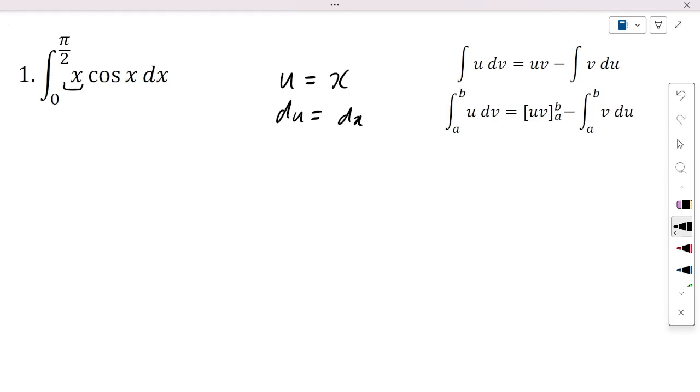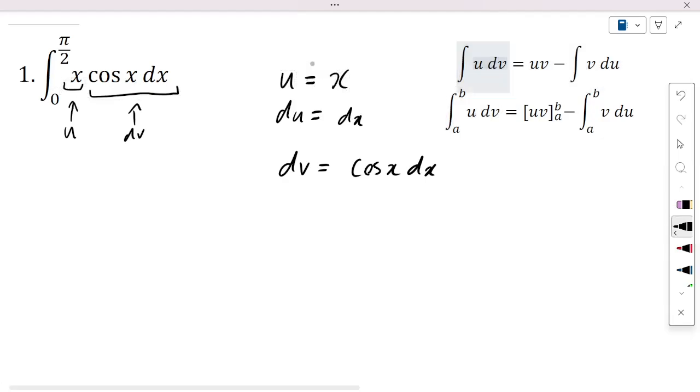Now, over here, we can assign dv, which is equal to cosine x with respect to x. Now you can see why I'm including the respect to x, because x is represented by u, and then this cosine x with respect to x is represented by dv. Okay, such that we have something here. Can you see that we're basically getting this form over here? Or it's actually mainly this one over here, because remember, this is a definite integral. So we're focusing more on this one here for this question.